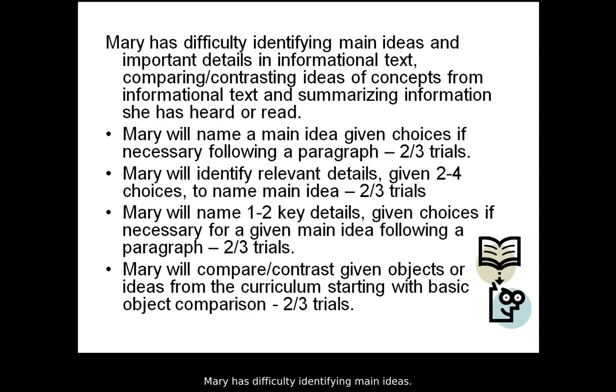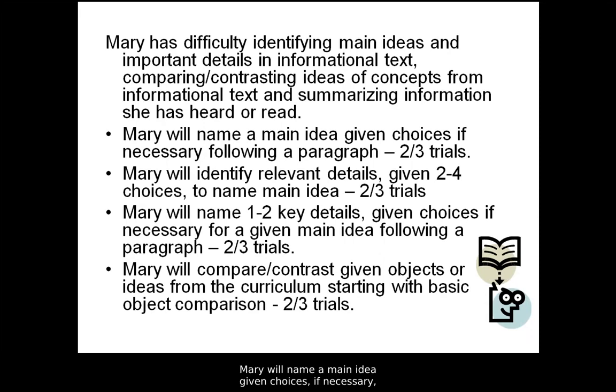Mary has difficulty identifying main ideas. That's one skill. And important details, that's another skill in informational text. Comparing is one skill, contrasting is another skill, ideas or concepts from informational text. And here's another skill, summarizing information she has heard or read. How do you monitor progress on that? You're talking 5 or 6 different concepts within that one goal area to monitor progress. How is she learning? Do we know what we're doing for Mary? Is she summarizing information she has heard?